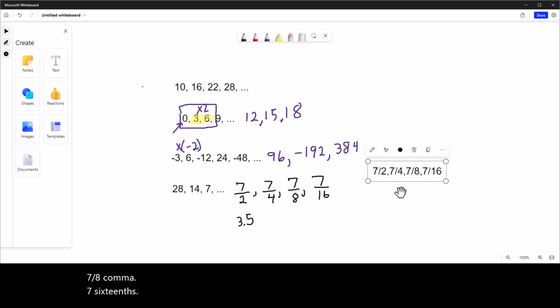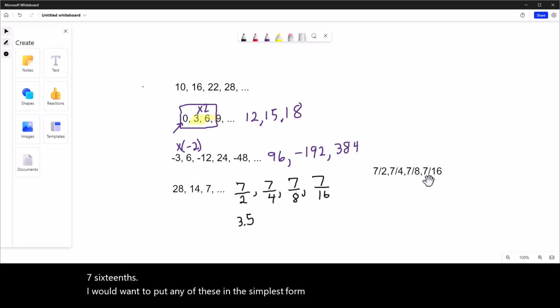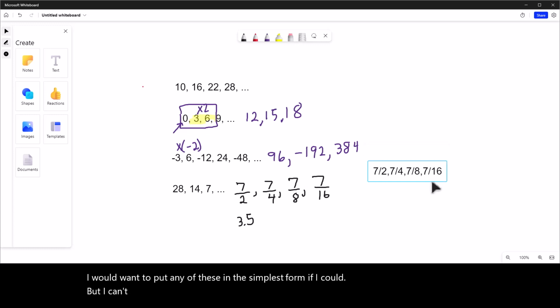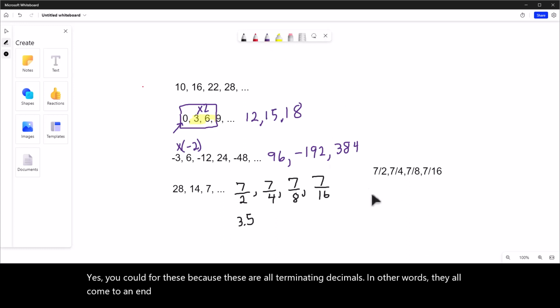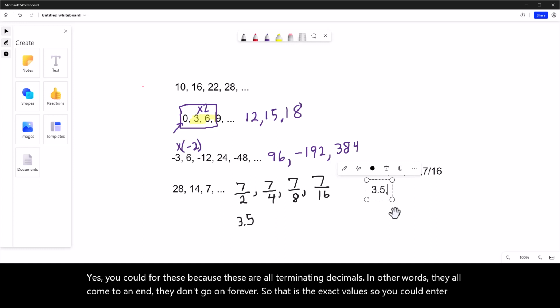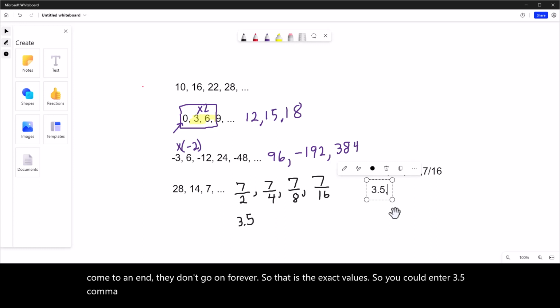I would want to put any of these in simplest form if I could, but I can't. And then a good question is, well, could I enter these as a decimal? Yes, you could for these, because these are all terminating decimals. In other words, they all come to an end. They don't go on forever. So that is the exact values. So you could enter 3.5, comma, then half of 3.5.